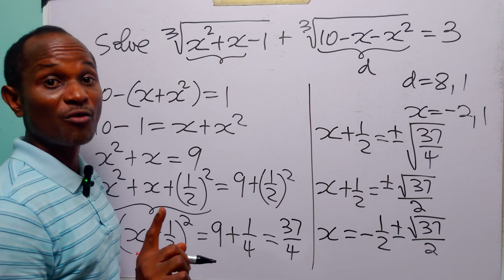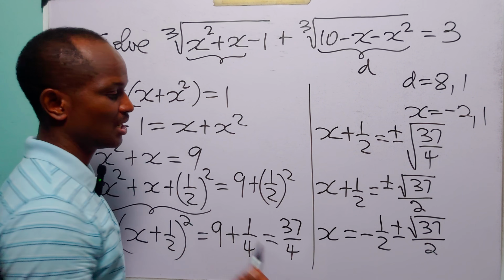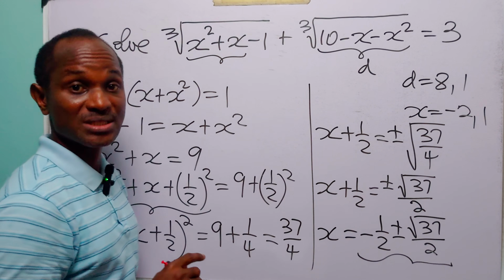All in all, we have 4 values of x that satisfy this cube root equation. We have these two, and we have -2 and +1.